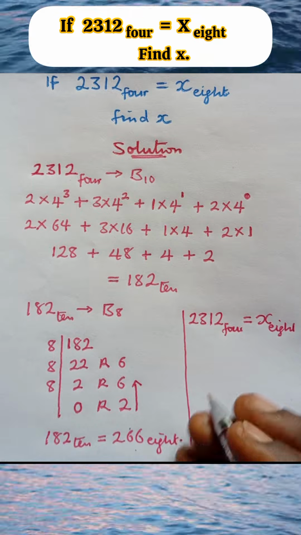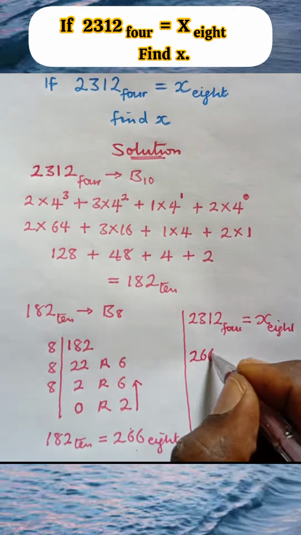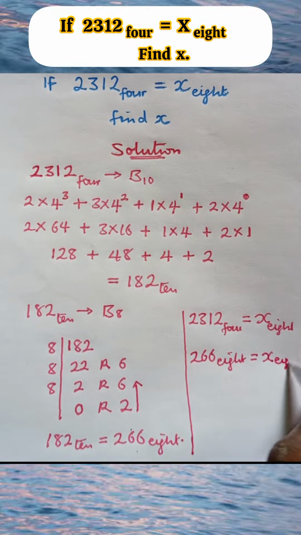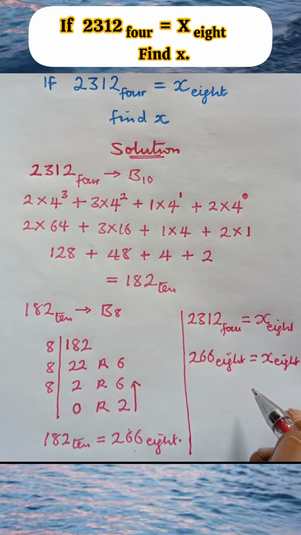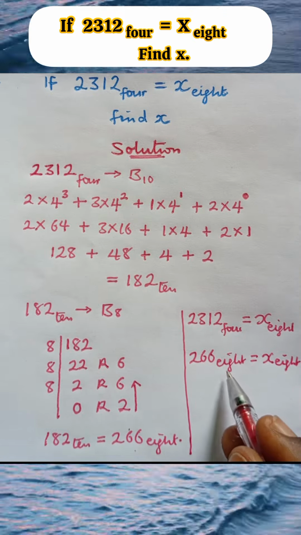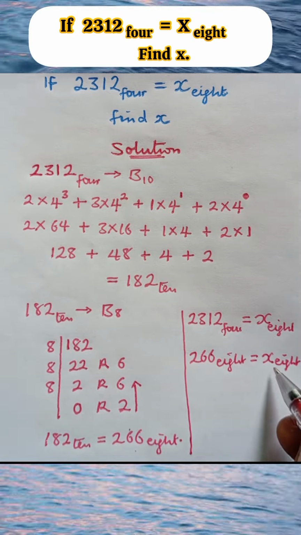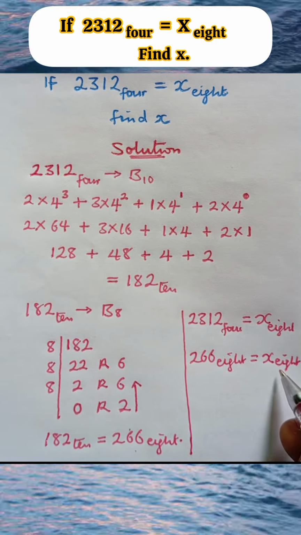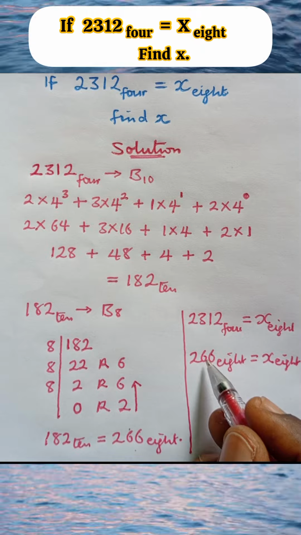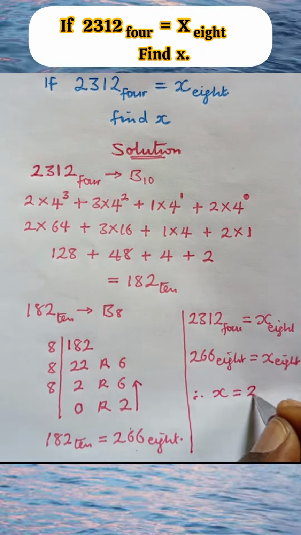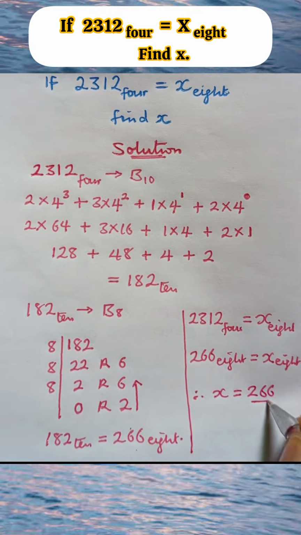So in place of base 4, we are going to write 266 base 8 is now equal to x base 8. Then take note of this. You have an equation that has equal bases. This is base 8 and this is base 8. Since the bases are equal, it simply means the numbers themselves are also equal. So we can say therefore x is equal to 266, and this becomes the answer.